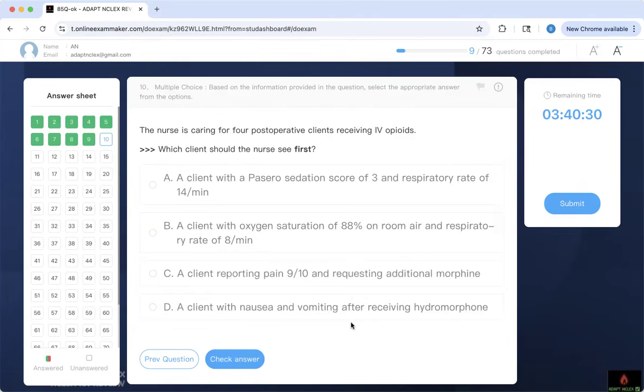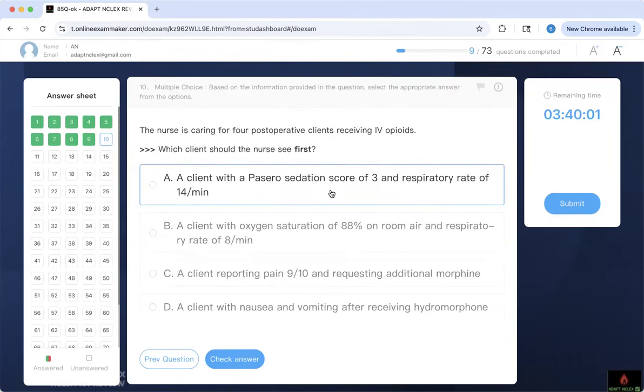Prioritization. NCLEX prioritization. You pick your answer? I know you picked the right one. They all receive opiates or they need opiates. Who do you see? Well, if you have nausea and vomiting after you take an opiate, that's expected. If you're requesting additional opiate, I have time to give it to you. But look at this. Saturation is 88, respiratory rate of 8. This client is having symptoms associated with the problem after receiving opiate.